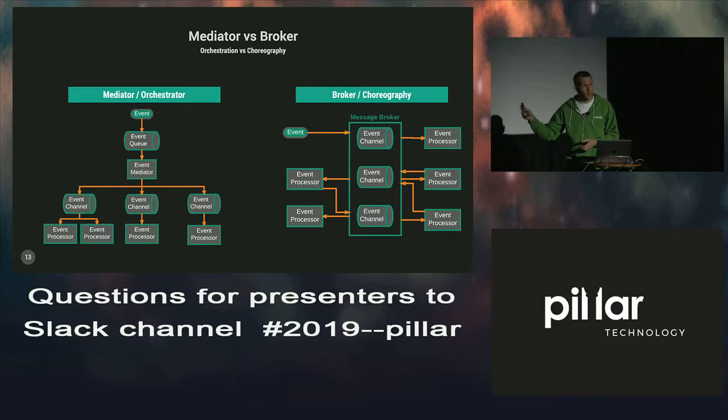Now, on the broker or the choreography style, what's happening is an event occurs, and anyone can respond to it, right? If you think about RabbitMQ or a different queuing technology, an event comes in and you're subscribed to that event channel, maybe Kafka or something, right? You're listening to it, and you don't know exactly who's going to respond to it, but the responsibility is on the event processor to pick it up.